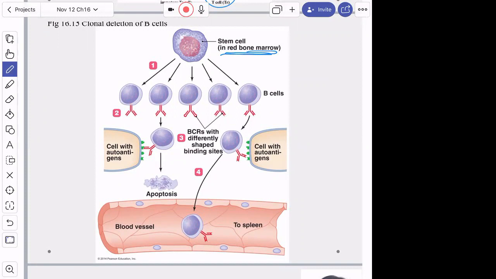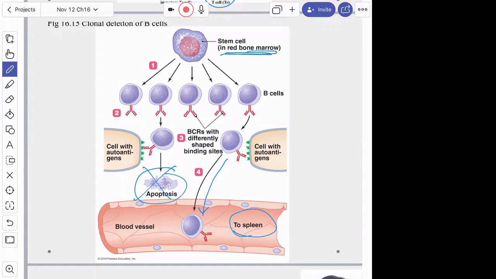And basically, B cell receptors are presented with the self antigens the same way. If they recognize a self antigen, then they are allowed to die. If they don't recognize self antigen, they travel in the bloodstream to the spleen, where they go through a little bit more maturation process.